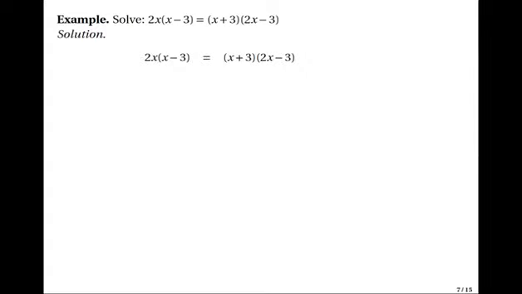Next equation in here, we have 2x times x minus 3 equals x plus 3 times 2x minus 3. So, you have this. What we're going to do is to, well, multiply 2x and x minus 3 and then also multiply these two binomials. So if we do that, we will end up with this equation. So you have 2x squared minus 6x equals 2x squared plus 3x minus 9.